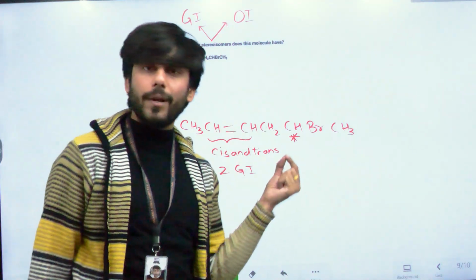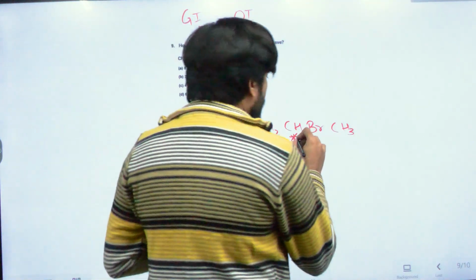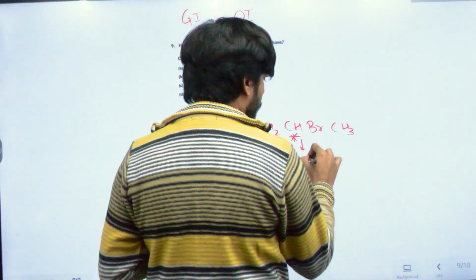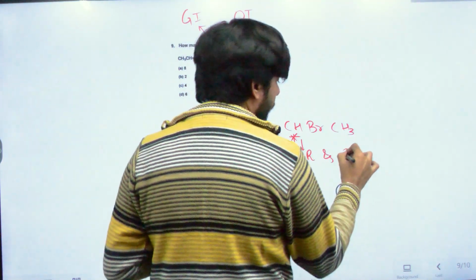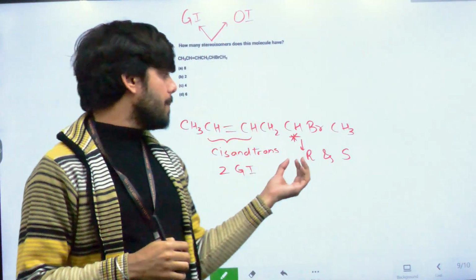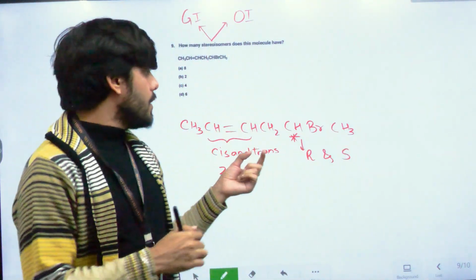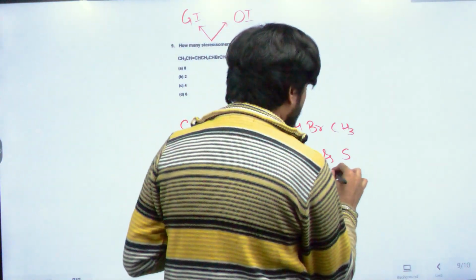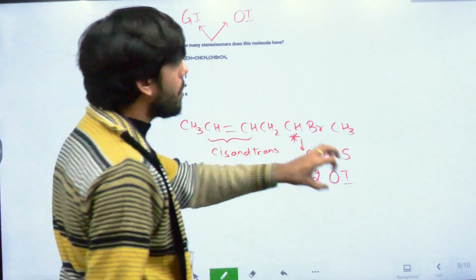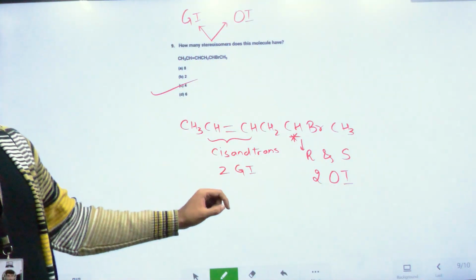This is sp3 hybridized and all the four groups are different. So if all the four groups are different, we have R configuration as well as S configuration. R and S are non-superimposable mirror images of each other, what we call enantiomers. So we got two optical isomers from here. So in total, I have two geometrical isomers, two optical isomers. So it is 4. The answer to this question is 4.